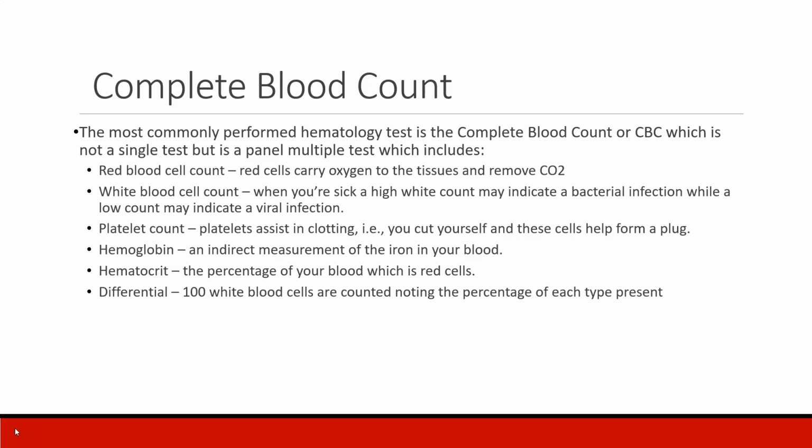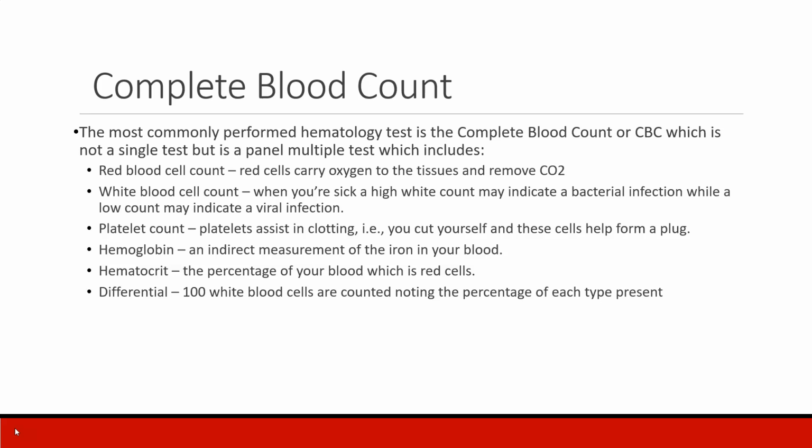Platelet count. Platelets assist in clotting. When you cut yourself, these cells help form a plug to prevent significant blood loss. So if you don't have enough of these, they can't function, and you may not be able to stop bleeding. Hemoglobin is the reddish color substance inside your red cells, and it's an indirect measurement of the iron in your blood. And iron is what gives your red cells the red color.